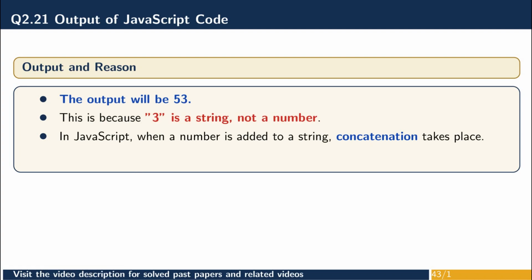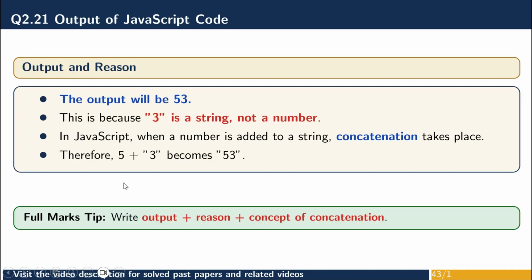Concatenation means दो वैल्यू को आपस में जोड़ देने को concatenation कहते हैं. पहले मैंने 5 को जोड़ दिया, फिर मैंने 3 को जोड़ दिया, तो इसका क्या बन गया? 53 बन गया. Therefore, 5 plus 3 becomes 53. Tip: write output plus reason plus concept of concatenation.